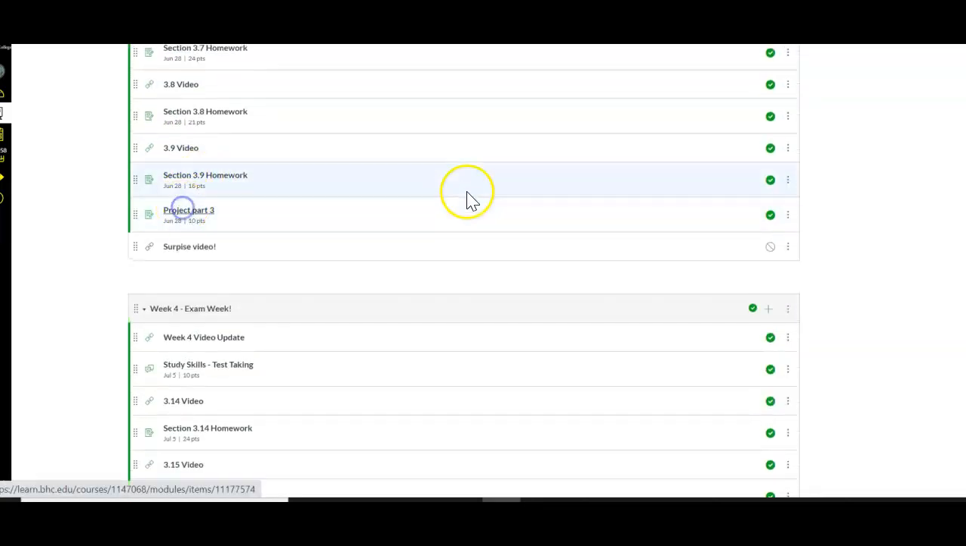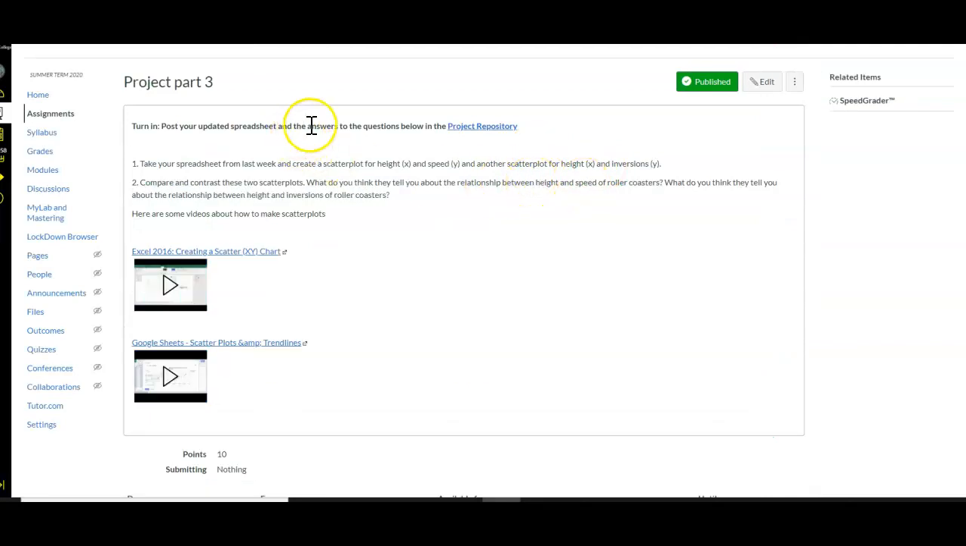And then project part 3. One thing that I realized is that I didn't have the project repository set up with groups. Now there are groups, so when you post things, everybody else won't see them anymore. So you're going to build on your spreadsheet from last week and create a scatter plot for height and speed. Height is the x, speed is the y, and another scatter plot for height and inversions. And then I want you to compare and contrast the two scatter plots.